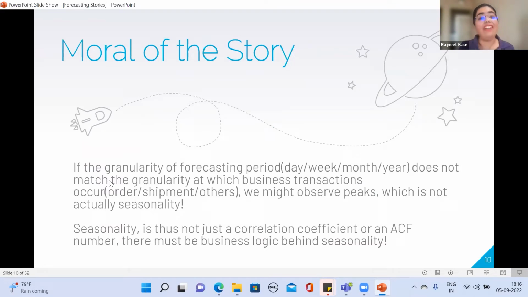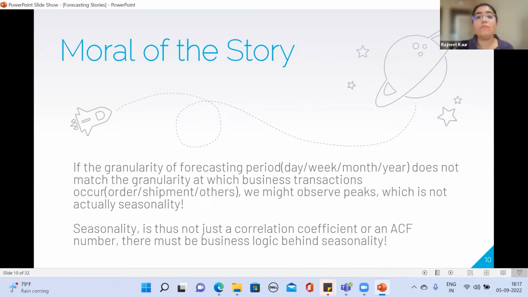If the granularity period, whether that is daily, weekly, monthly, or yearly, does not match the granularity at which business transactions occur, we might observe peaks or dips which are not actually seasonality. For example, in this scenario, we were forecasting at a monthly level, but business transactions, whether orders or shipments, were happening at a weekly level.